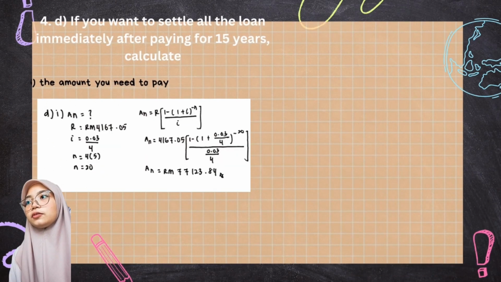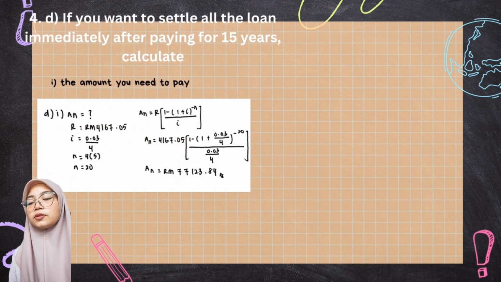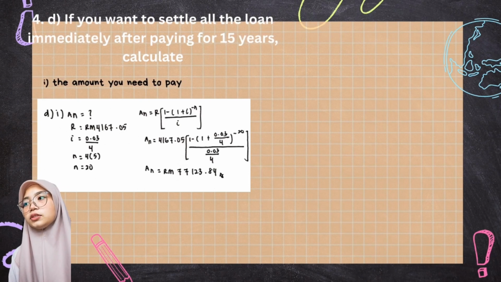If you want to settle all the loan immediately after paying for 15 years, calculate the amount you need to pay. So we are going to use the formula of present value, which is A_N. From the question given, we will get R, which is 4,167.05. I equals 0.03 over 4. And N equals mt, where m is 4 and t is 5. So 4 times 5, N equals 20.